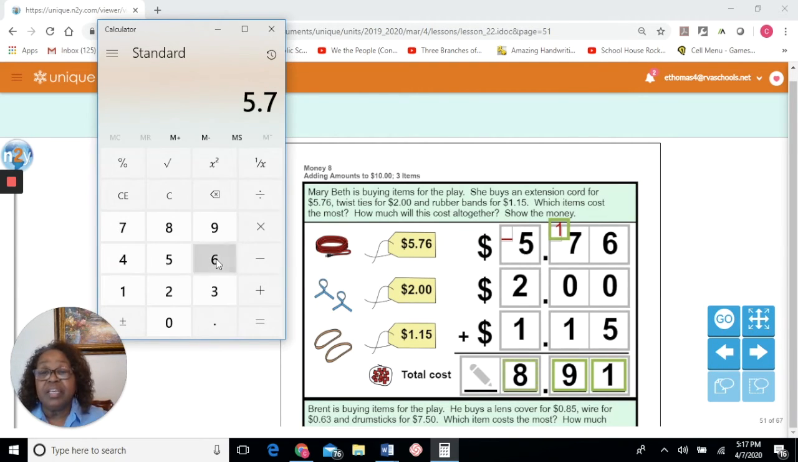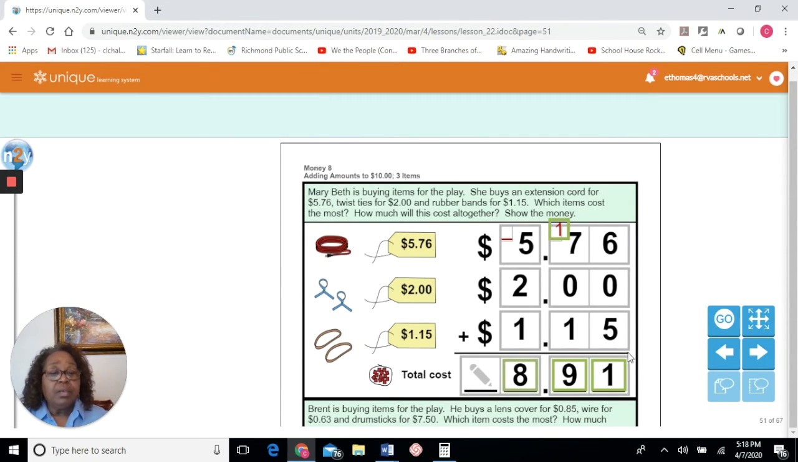5.76 plus 2.00 plus the last number 1.15, 1.15. We have all the numbers in. We're going to hit the equal button, and we get $8.91. Excellent. We did it right. I'm proud of us. All right. Let's go down to the next problem.